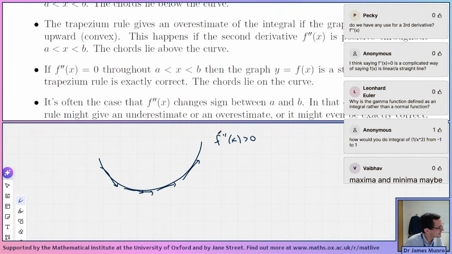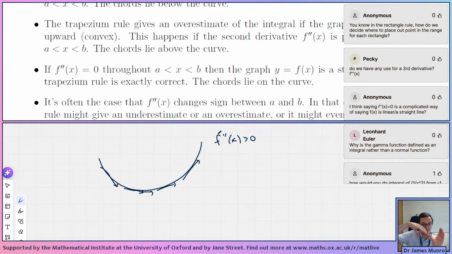Good fun. Pecky, people do use third derivatives. The third derivative tells you how the second derivative is changing. So gosh, if you've got a function that looks like this in one place and looks like that in another place and changes, then you might be interested in the third derivative to talk about how the curvature of the graph is changing.